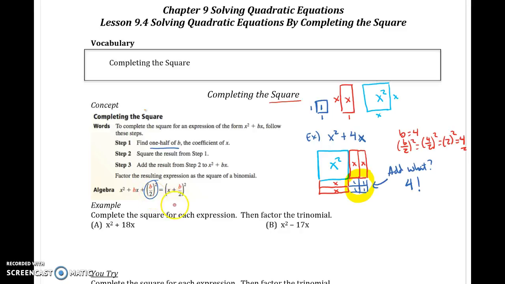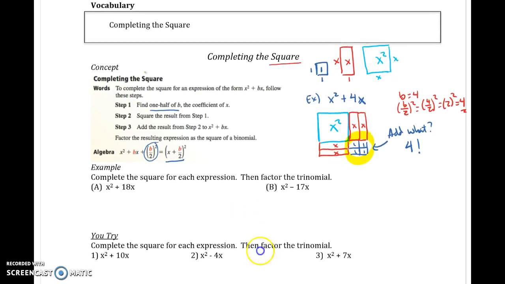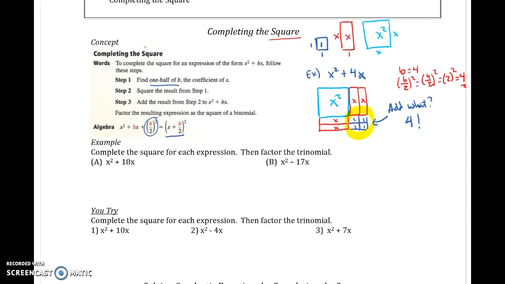And then what's cool about that is to factor it, it's super easy. It's just going to be x plus whatever b over 2 is to the second power. And we'll look at that later. So today our focus is just on what do you do to complete the square. Okay? So if you look at the example below, if you want to, you can feel free to draw out the blocks and try to add them all up. It definitely works very well when b is even. Not so much when b is odd.